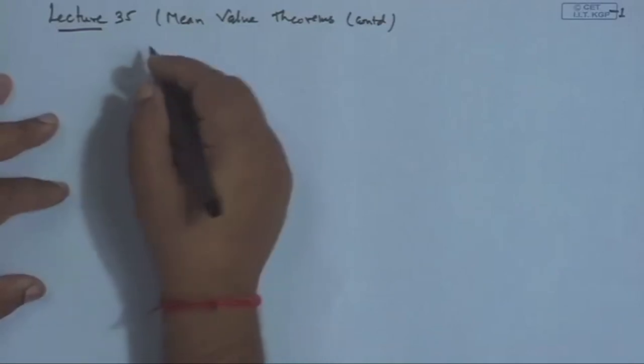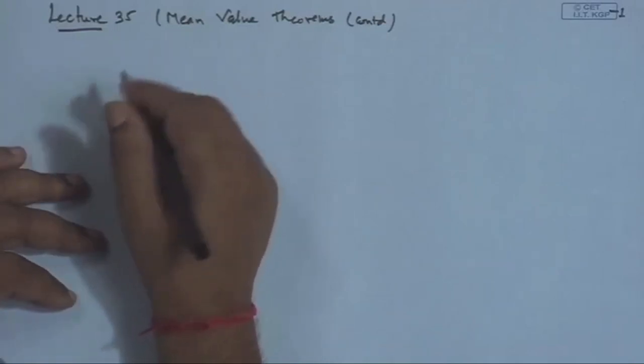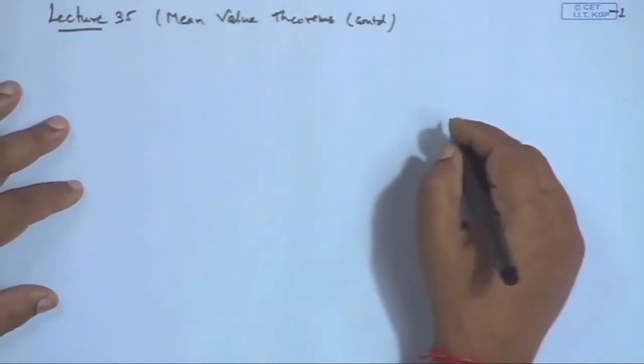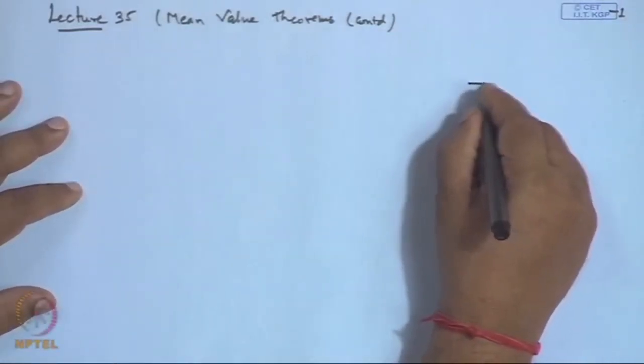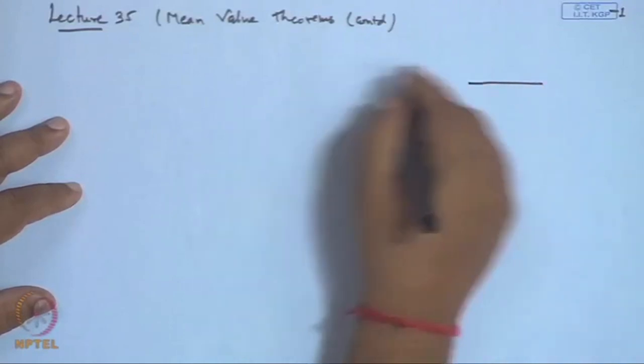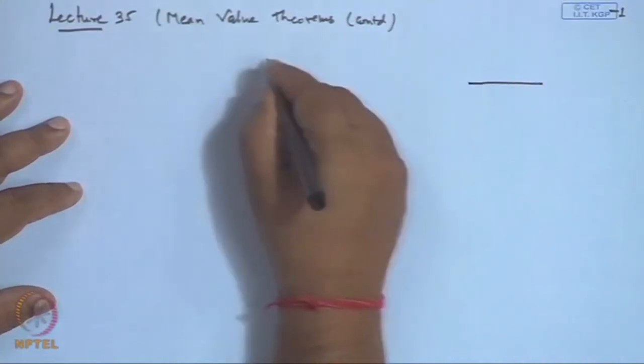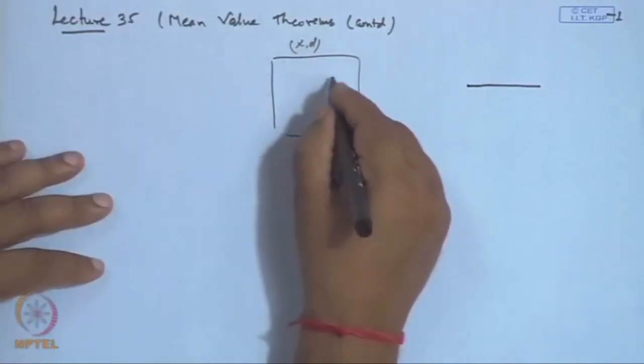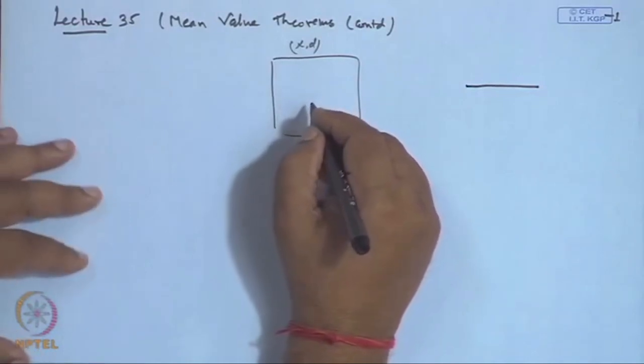So we will discuss the mean value theorems: Rolle's theorem, Lagrange's mean value theorem, and Cauchy's mean value theorem, the generalized mean value theorems. Yesterday we discussed local maxima and local minima, and we have seen a function f defined over an interval or metric space (X, d).